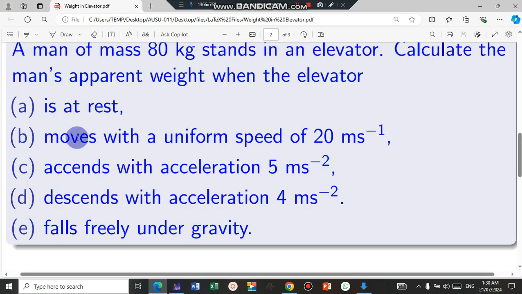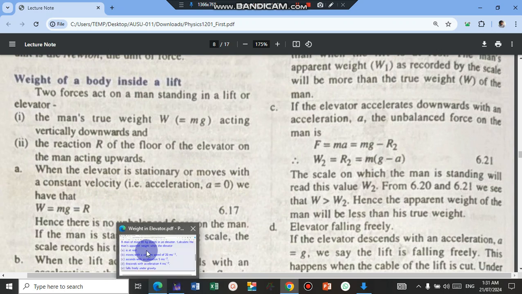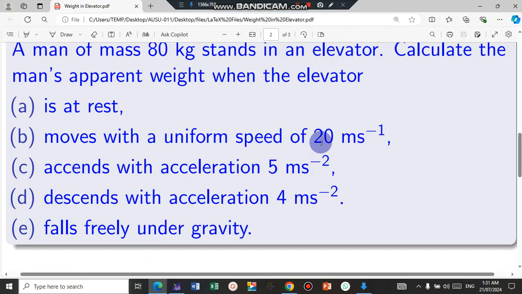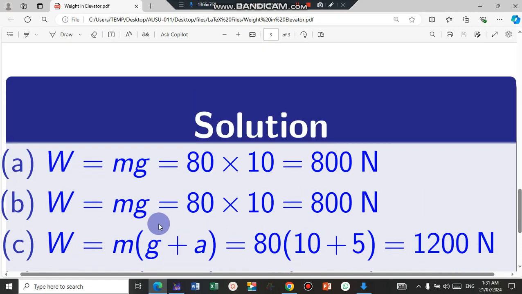The scale will record this weight. Also, in the second one, when the elevator moves with a uniform speed, the weight will not change. It will still be the same as what you have when it is at rest. Look at the material here. They say when the elevator is at rest or moves with a constant velocity. So the value of the velocity is not even important. You are not going to use it in the calculation. Look, this 20, ignore it and use the same thing. That's why we say weight equals mg again and equals 80 times 10, and that is 800 Newton again.